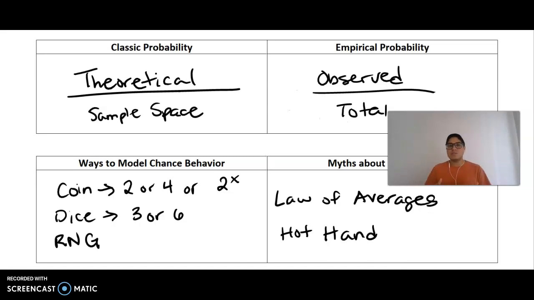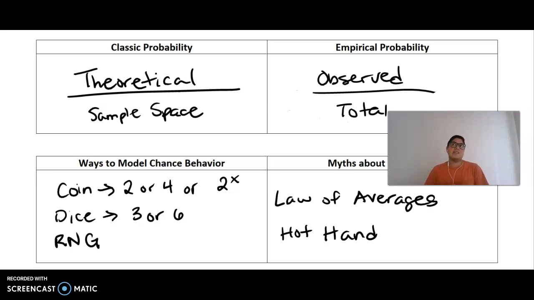Now, the ways we can model chance behavior depend on what we're trying to model. So for example, you could use a coin if you're looking to model 2 outcomes or 4 outcomes or 2 to any power outcomes, right? So if we need 8 outcomes, we would toss 3 coins. If we need 16 outcomes, we toss 4 coins, etc. And then each of those sequences would give us the probability of a certain event. Or you could roll a die, and that is great for 3s or 6s because of the way you could do it, like 1s and 4s or 1, 2, etc. Or just a regular old random number generator just to spit out different values.